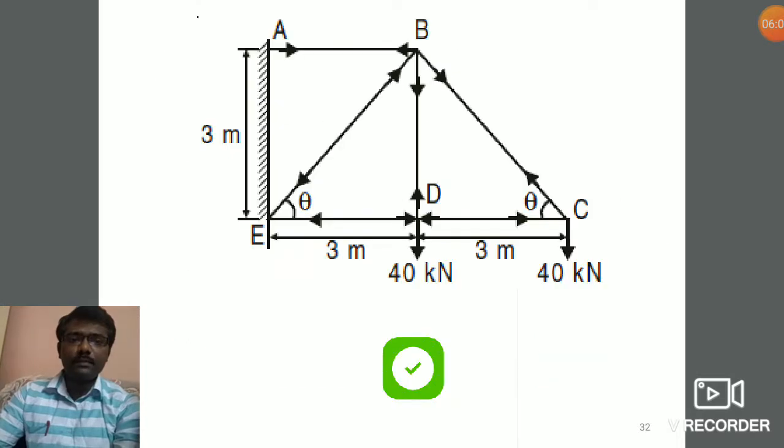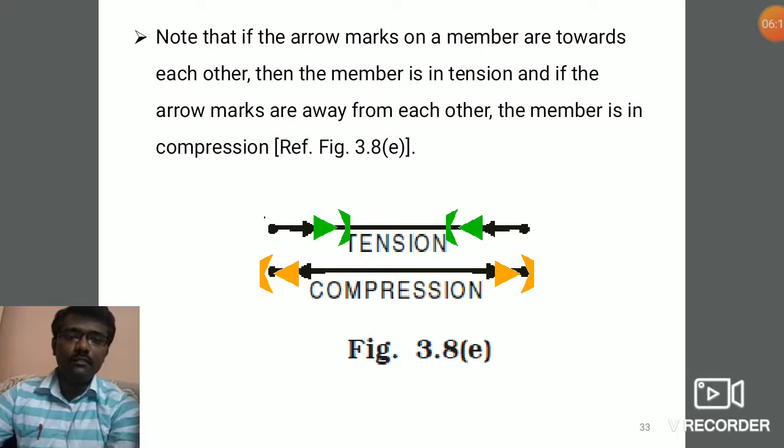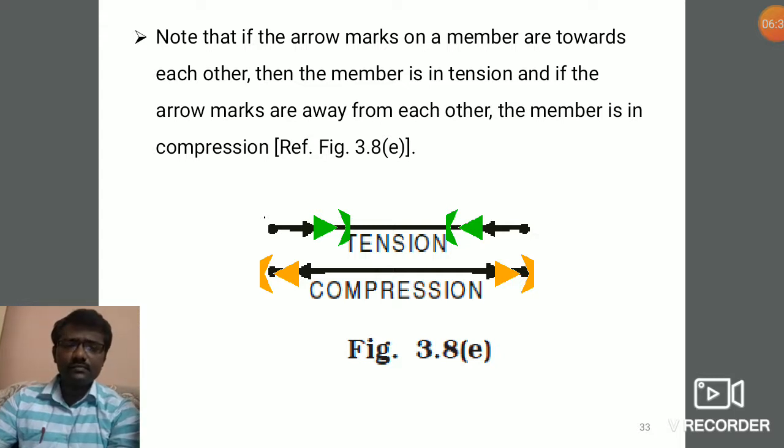We also represent the results in the diagram in the form of tensile and compressive forces. To represent the tensile and compressive forces in the diagram: for compression, the member force is pushing the joint. For tension, the member force is pulling the joint. In such a way we indicate the results in the diagram.